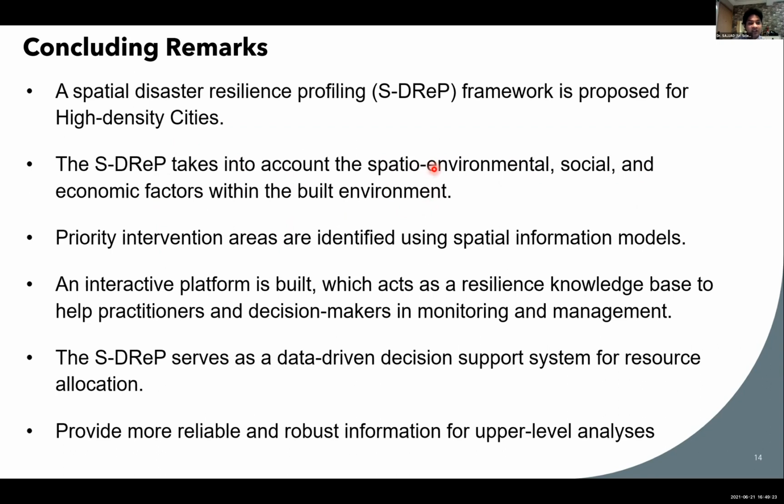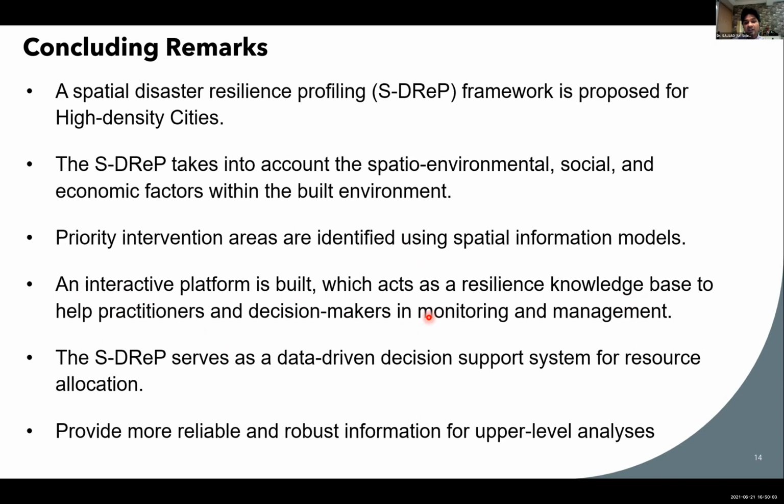Then using STEP enables us to identify the priority intervention areas, and it can be used for spatial segregation, spatial clustering or spatial prioritization of different areas. Then an interactive platform is built which acts as a resilience knowledge base to help practitioners and decision makers in monitoring and management. There is also a limitation at this point, which is that only one single time step is evaluated for this research.